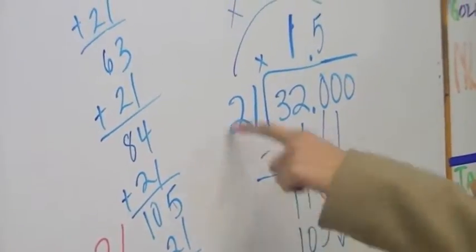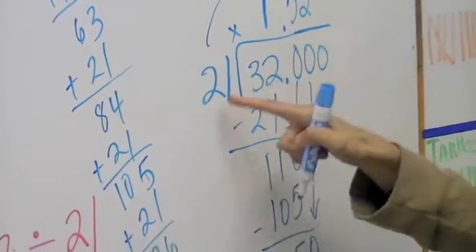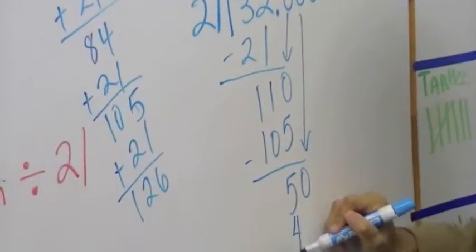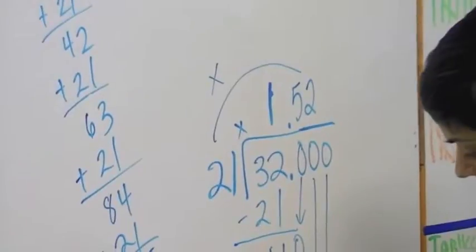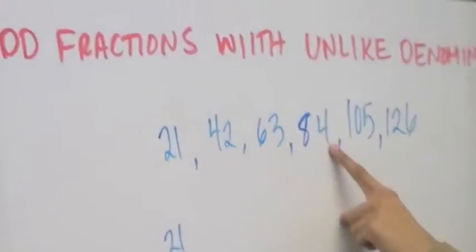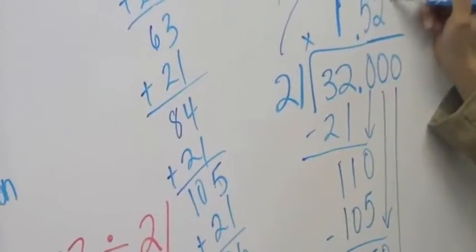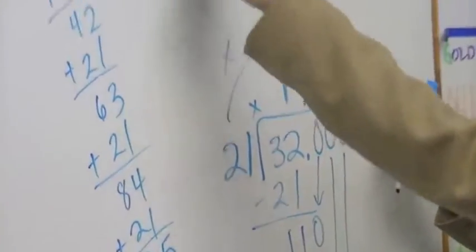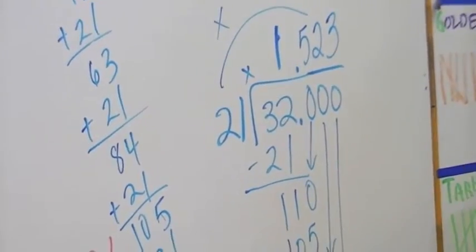50 divided by 21, that fits in right here. It's 2 groups. 2 times 21 is 42. Subtract that, get 8. Bring down my 0. I have 80, which fits in right here between these two. It's 1, 2, 3 groups. 3 times 21 is 63. I subtracted that, and I got 7.